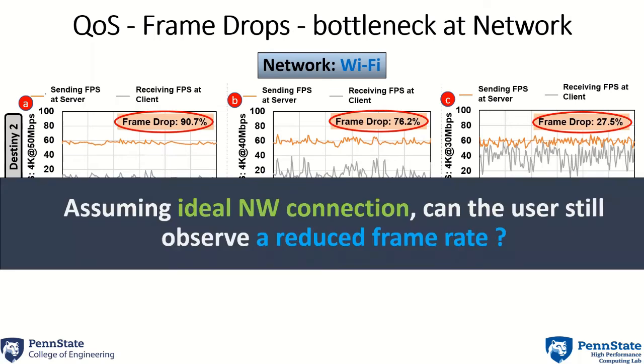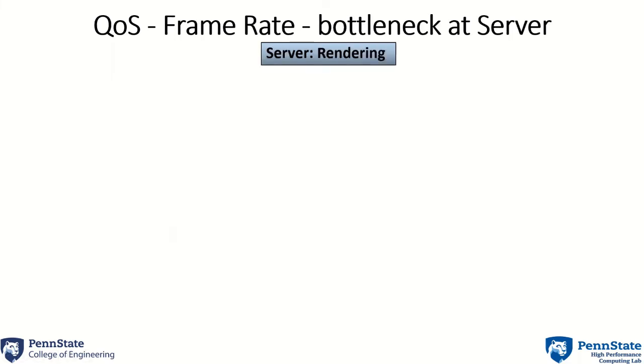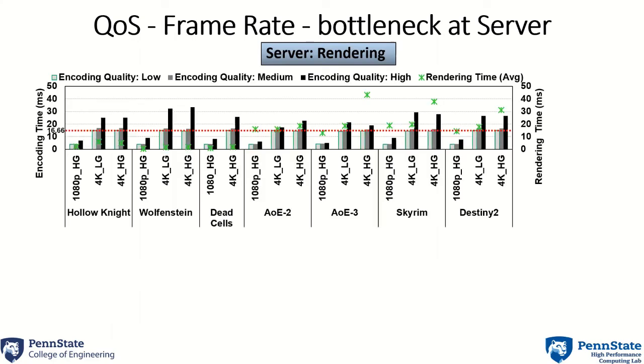Next, we ask the question: assuming an ideal network connection, can the user still observe a drop in the frame rate? To address this, we study the QoS frame rate at the server. We begin by looking at the frame generation at the rendering stage in the server. Towards this, we collect the frame rendering time for the games at 4K and 1080p resolution and at different in-game graphic settings, where LG stands for low graphic settings and HG stands for high graphic settings. The 60 FPS deadline translates to a 16.66 millisecond rendering time. The lower the latency, the better the QoS.